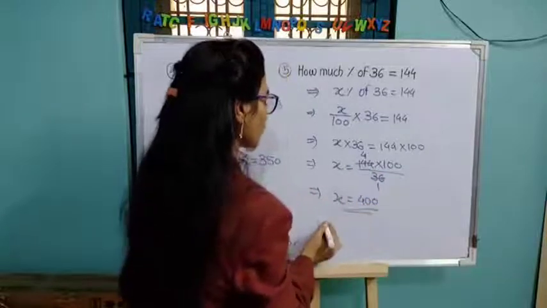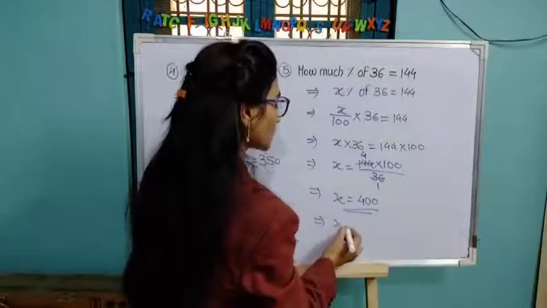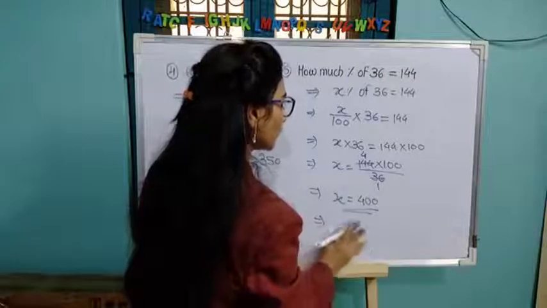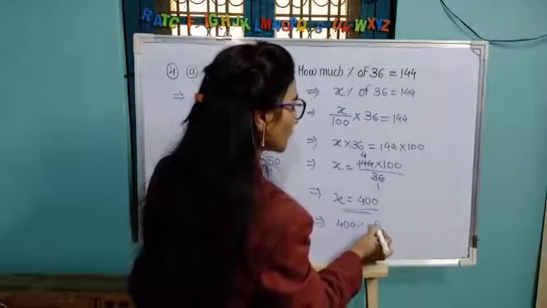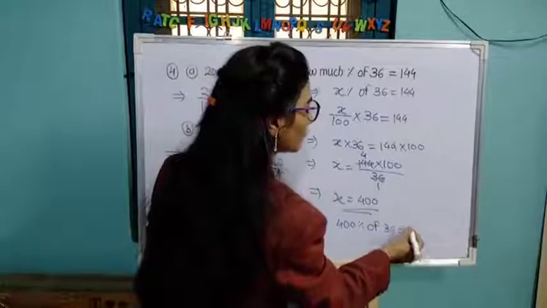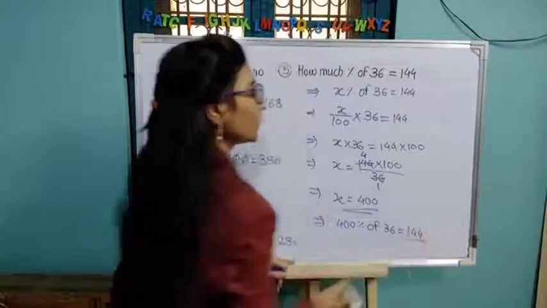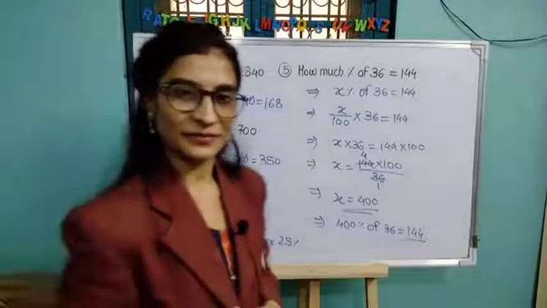So in this way you got the answer. X is equal to 400. Means what? 400 percentage of 36 is equal to 144. So in this way you will get the answer.